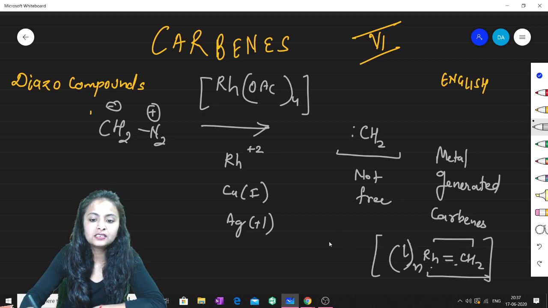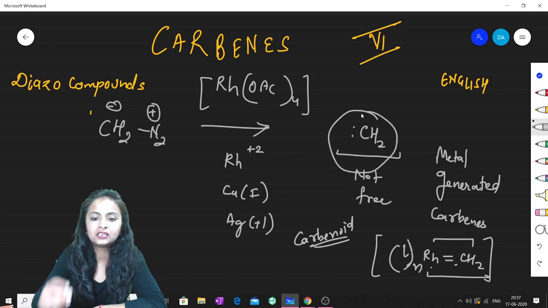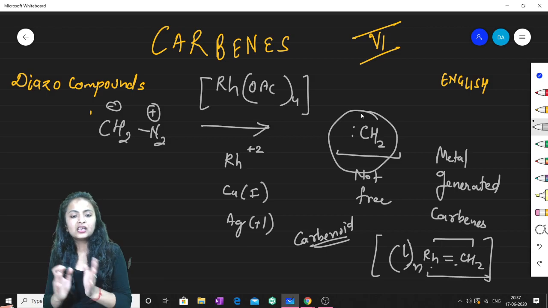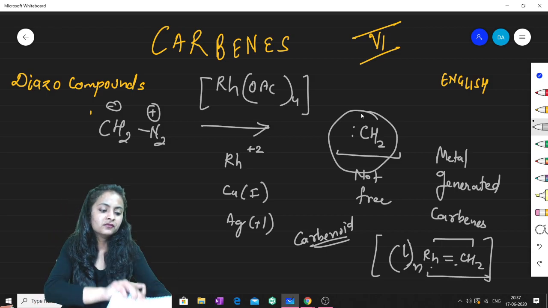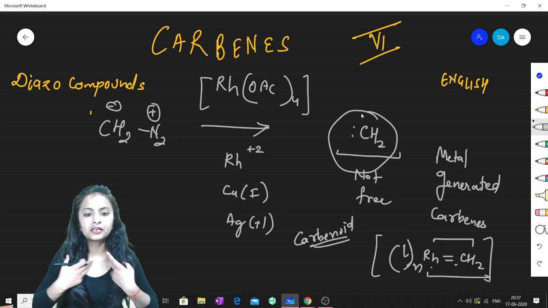So these carbenes are basically in the form of a carbenoid. We call them carbenoids. We don't call them carbenes, because these carbenoids are not free. They are always attached with the metal. So they have a different way of working. I hope this part is very much clear to you all.